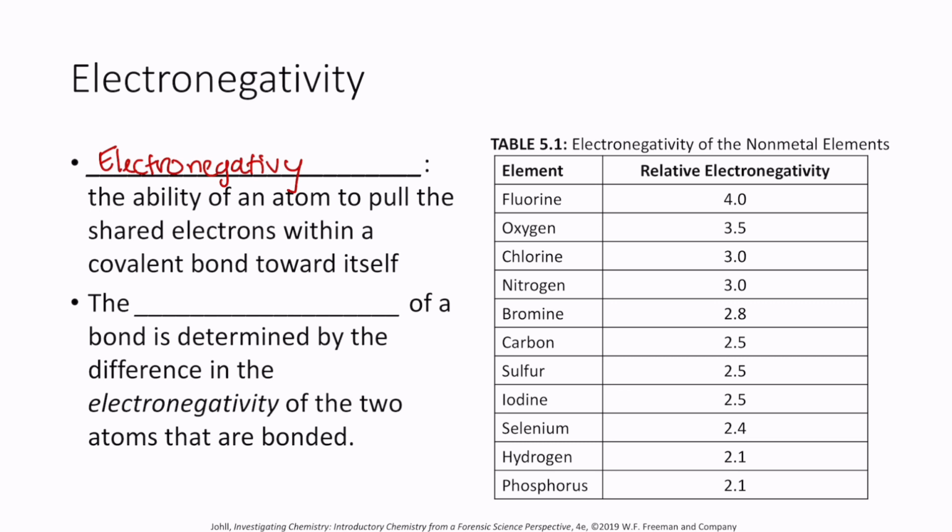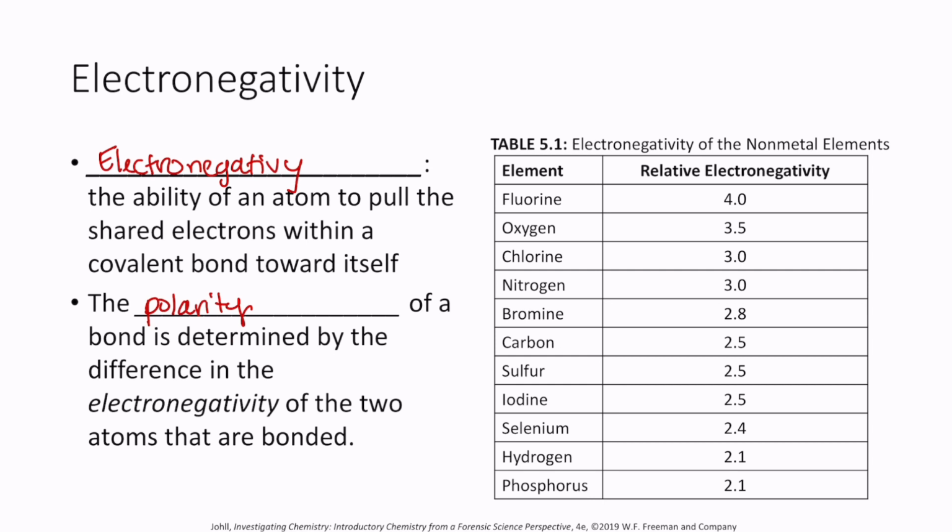So remember, in a covalent bond, electrons are shared, and sometimes they're shared equally, sometimes they're not shared equally. Electronegativity allows us to look at how those electrons are shared. Now, when we don't have equal sharing of electrons, we can talk about it in terms of polarity. So, polarity is determined by the difference in electronegativity between two atoms.